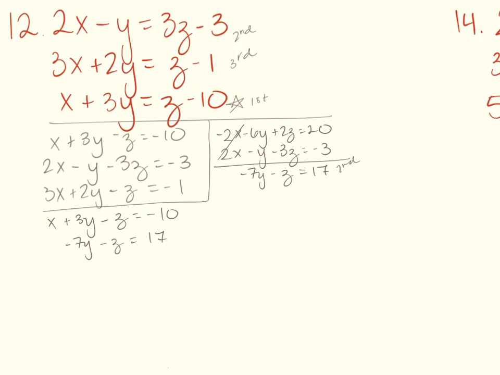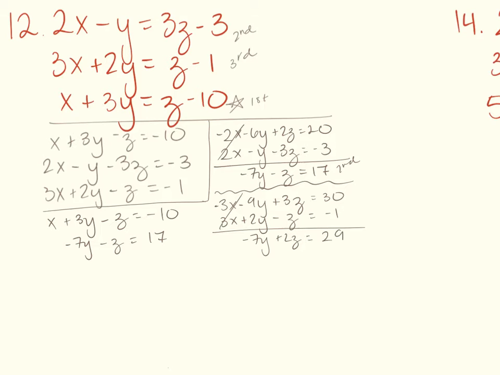And then I need to transform the third as well. So I'm going to multiply the first equation by -3. This time I get -3x minus 9y plus 3z is equal to 30. I'm going to copy my third equation underneath that, and then solve. So I get -7y plus 2z is equal to 29, and that's going to now replace my third equation.